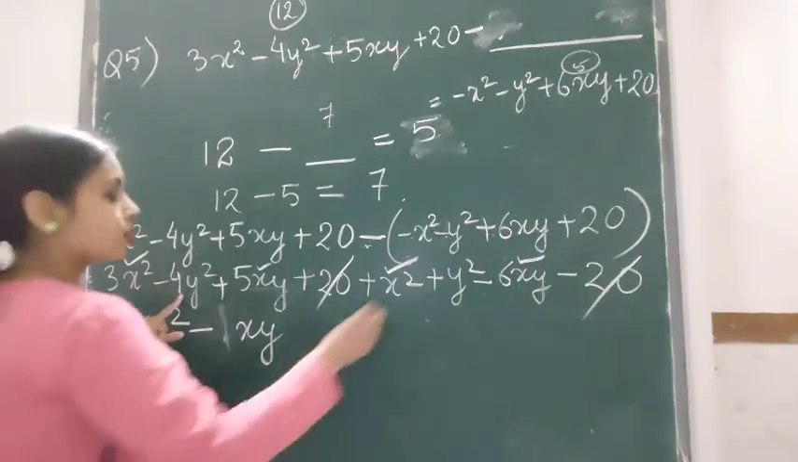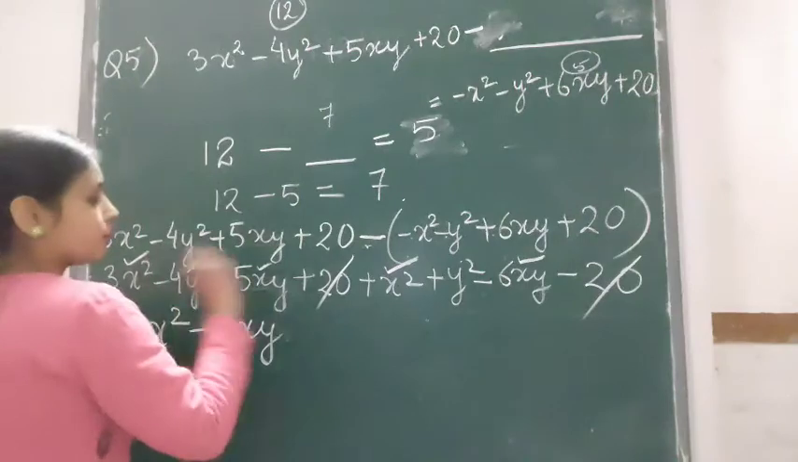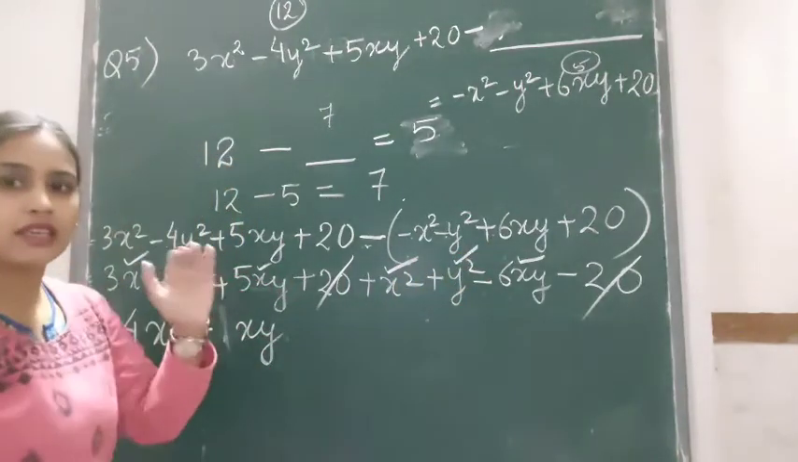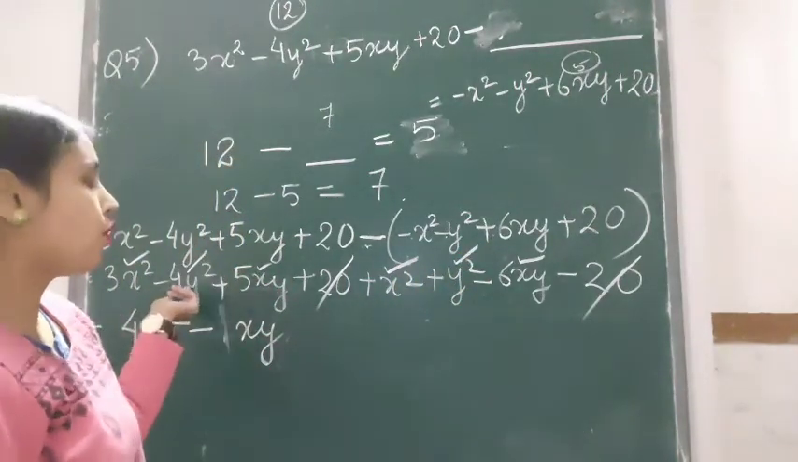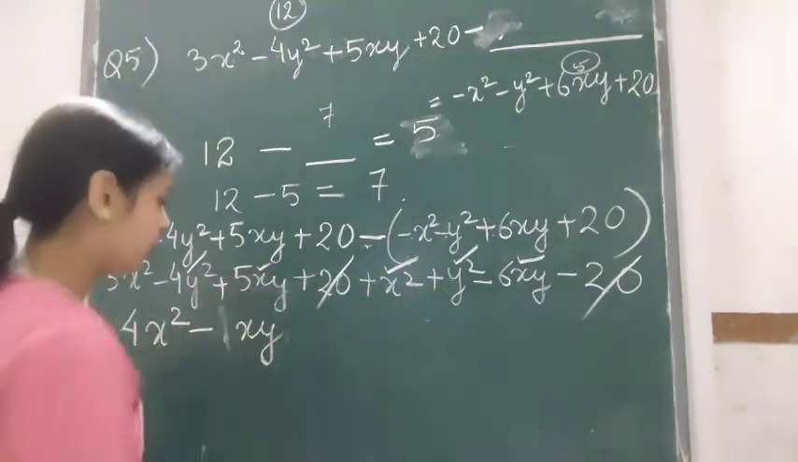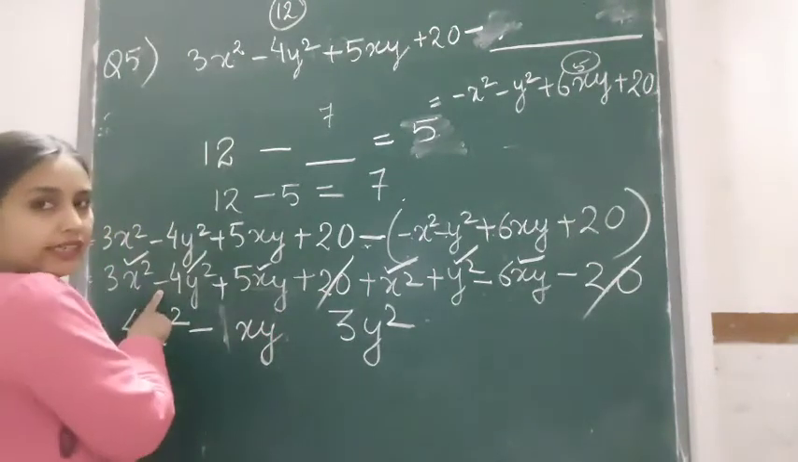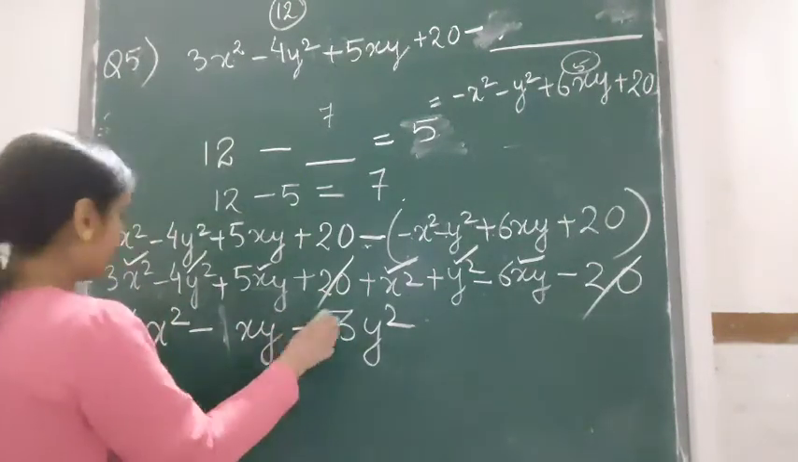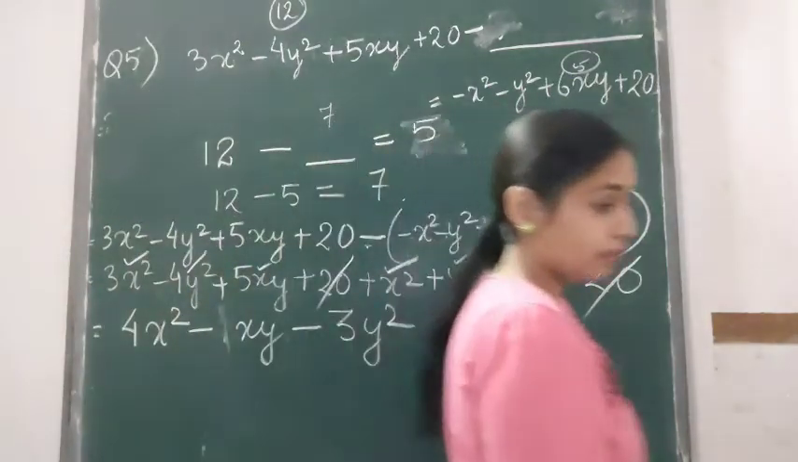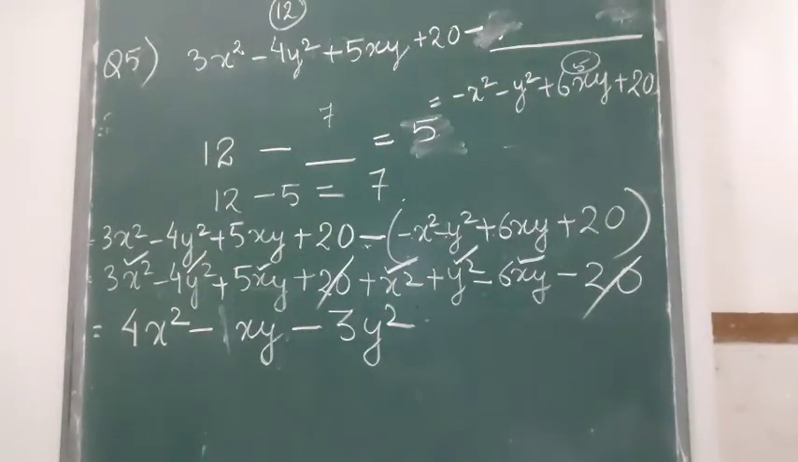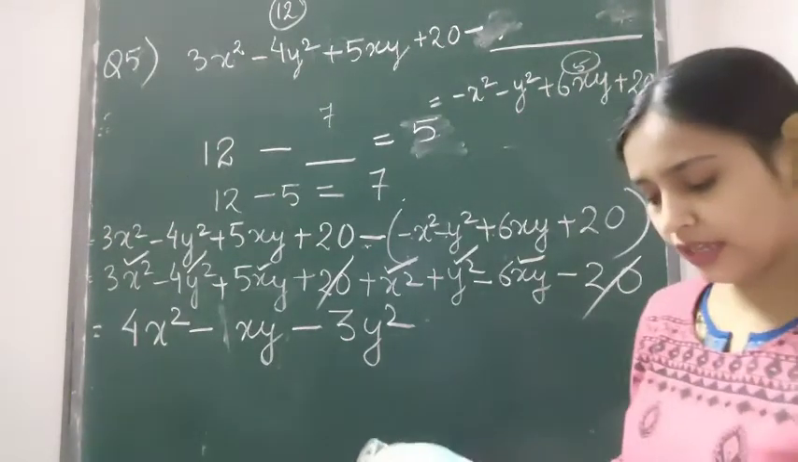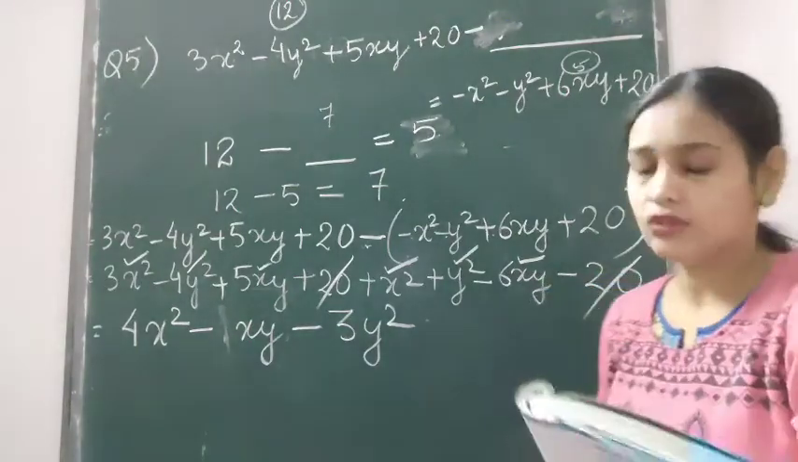Then minus 4y square and plus y square. Minus plus is minus. So 4 minus 1 gives us 3. So 3y square. This is minus and it is greater, so the answer will also be minus. Okay children, so this completes your fifth problem. Now we start with the sixth one. Sixth also has two parts, A and B. So let's do it.